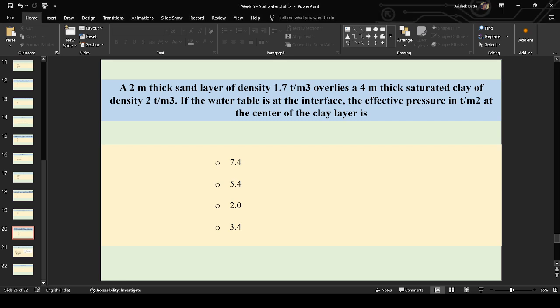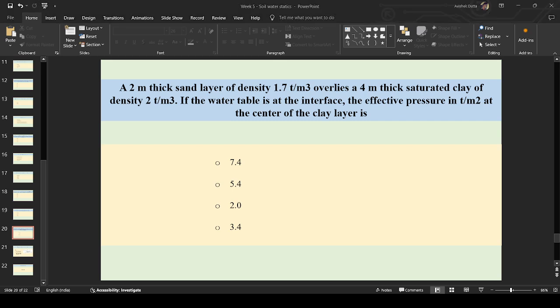I repeat, a 2-meter thick sand layer of density 1.7 ton per meter cube overlies a 4-meter thick saturated clay of density 2 ton per meter cube. If the water table is at the interface, that is between the sand and clay layer, the effective pressure in ton per meter square at the center of the clay layer. Options are 7.4, 5.4, 2.0 or 3.4.